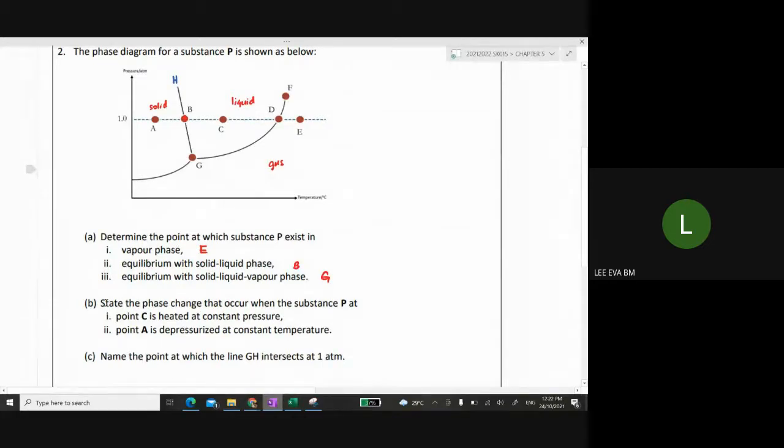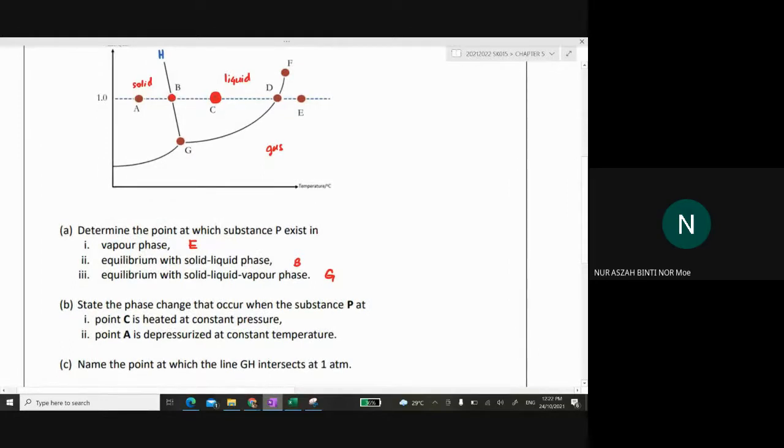We go to the next question. State the phase changes that occur when substance P at point C is heated at constant pressure. Point C is heated at constant pressure. So, what answer would you give me? It's heated. That means temperature is increasing, right? So, for point C, what's your phase changes?